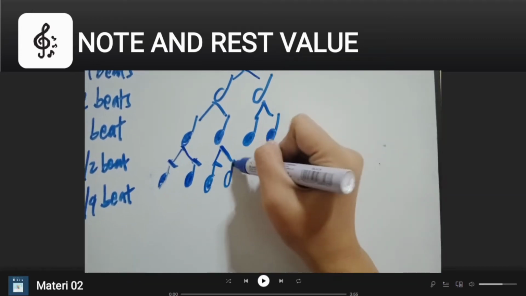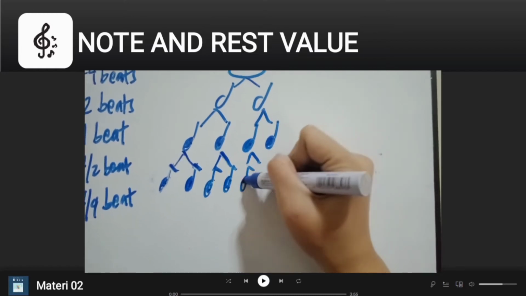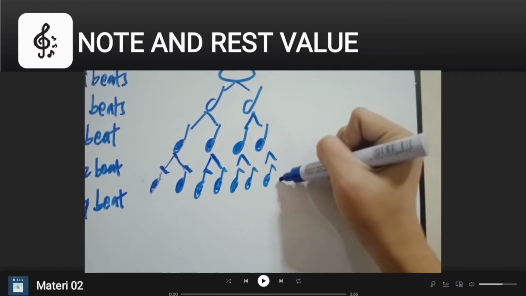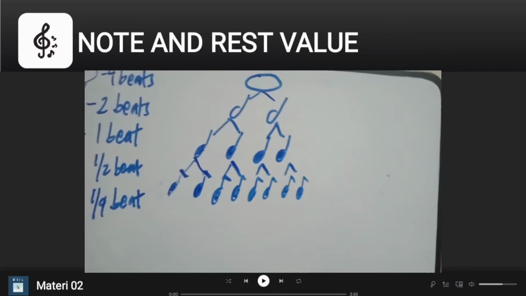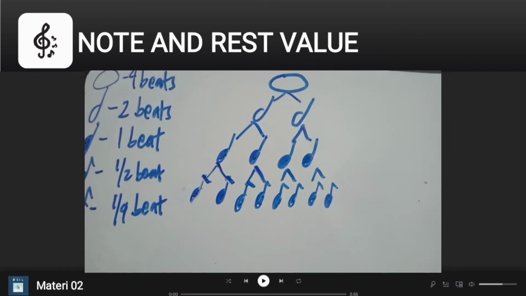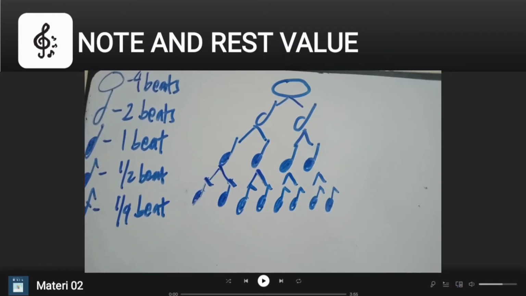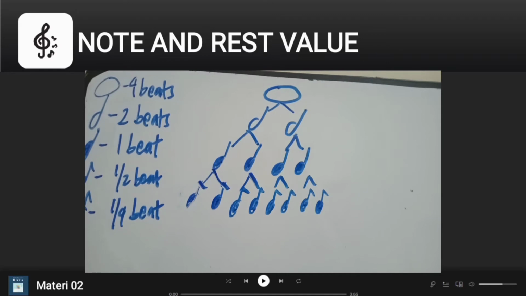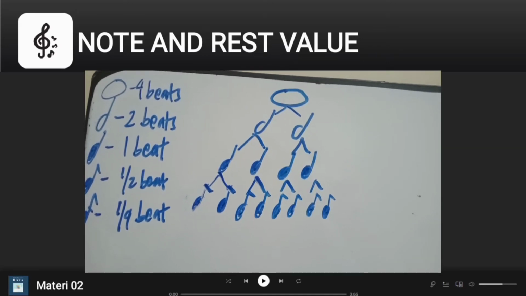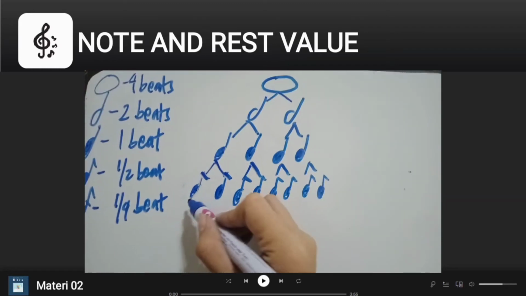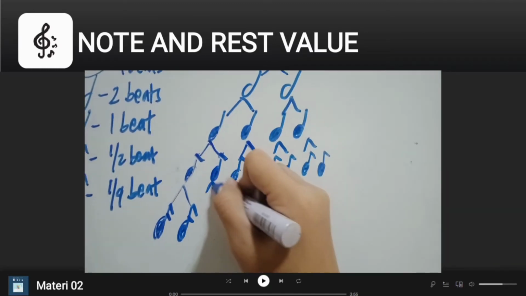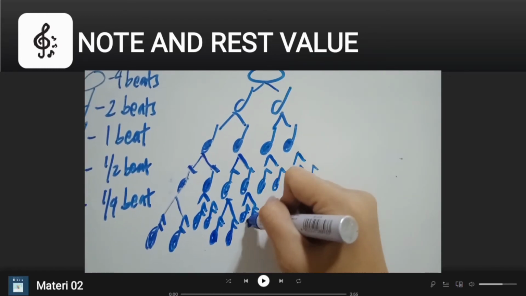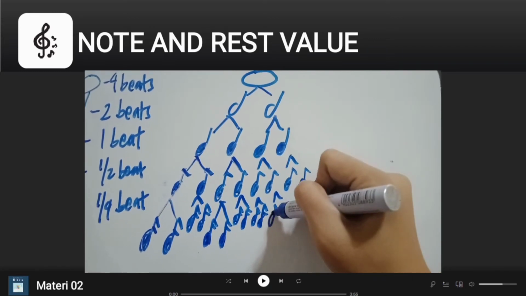Ayan. Kasi each 8th note is equivalent to 1/2 beat. 1/2 plus 1/2 is equal to 1. Okay, kung yung isang quarter note ay may katumbas na 2 8th notes, ang isang 8th note naman may katumbas na 2 16th notes. Okay? Each 8th note is equivalent to 2 16th notes.